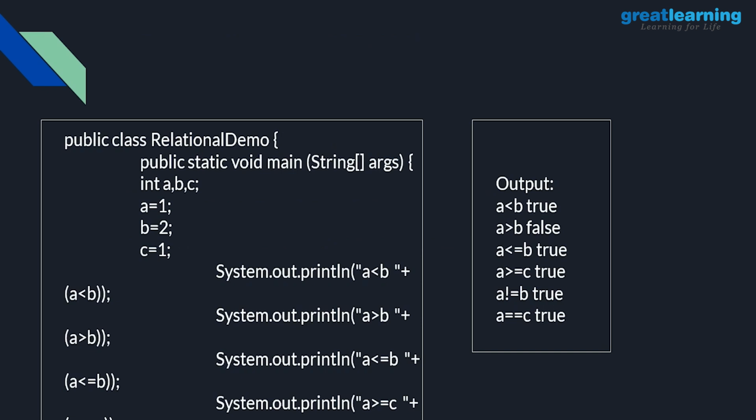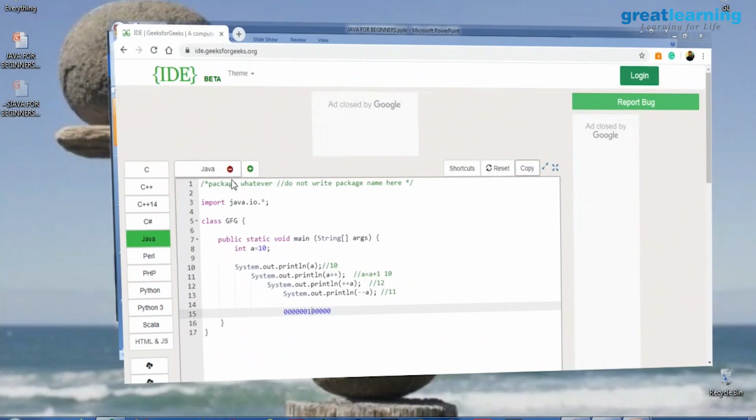This is the class RelationalDemo. Then we use three variables a, b, and c. Then a equal to 1, b equal to 2, c equal to 1. Now we have used some operators here: less than, greater than, less than or equal to, greater than or equal to, not equal to, then equal to. Can you see the output is true, false? Basically it's a boolean. So let me show you the demo, then things will be much clearer.